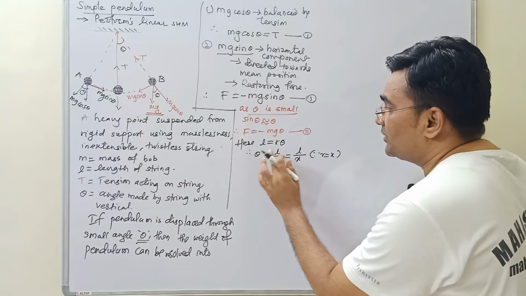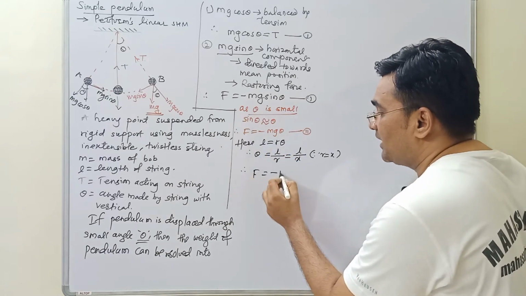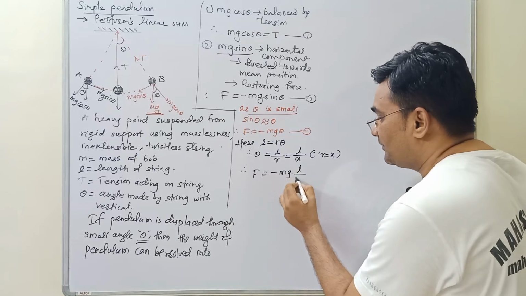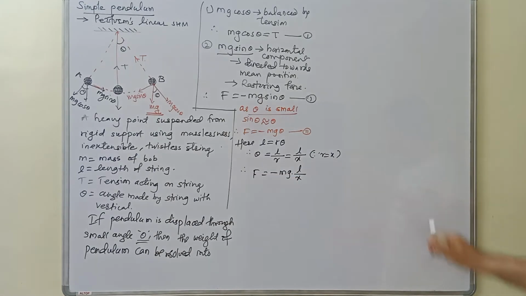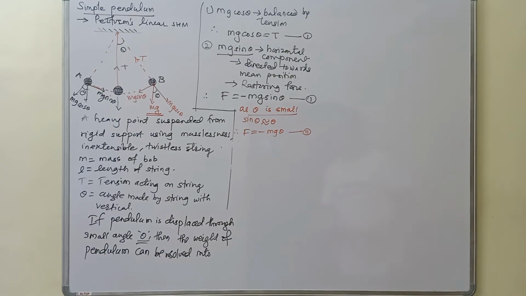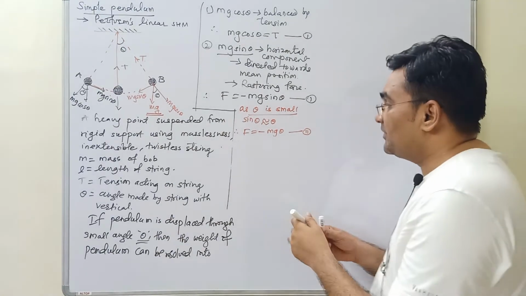Theta equal to L upon x. So I will write F equal to minus mg into L upon x. Okay. Sorry, I had made one mistake here again.